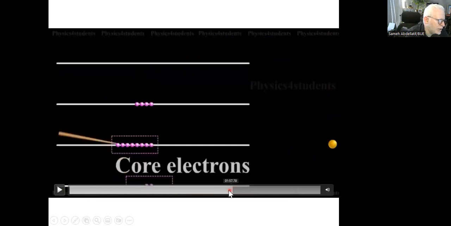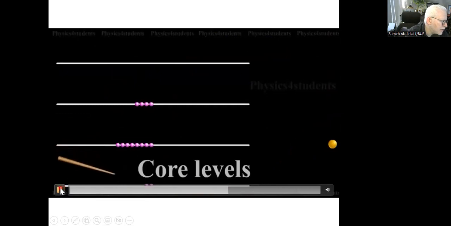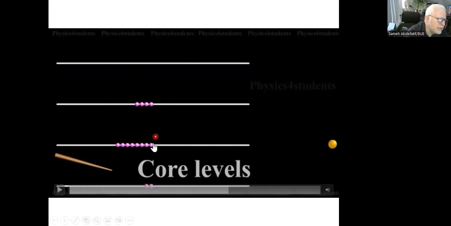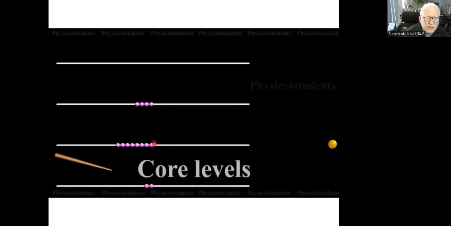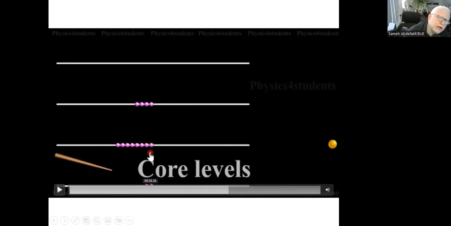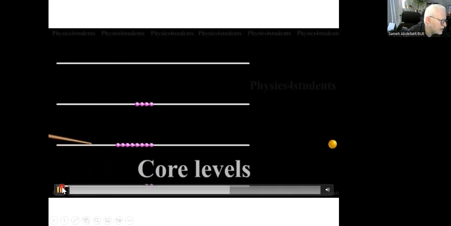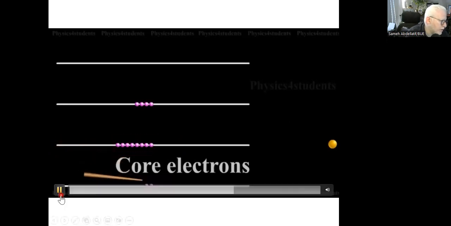Okay, so here, this is somehow important. These two levels are core levels. We can answer this question from two perspectives. The first perspective is that these two energy levels are completely filled. The capacity of this energy level is 2, and you already have 2. The capacity of this energy level is 8, and you already have 8. So these two levels are fully occupied. On the other hand, these two levels are very close to the nucleus, so the attraction force is maximum. This is another perspective. So these are the core levels, or the core electrons, because they are in the core levels.